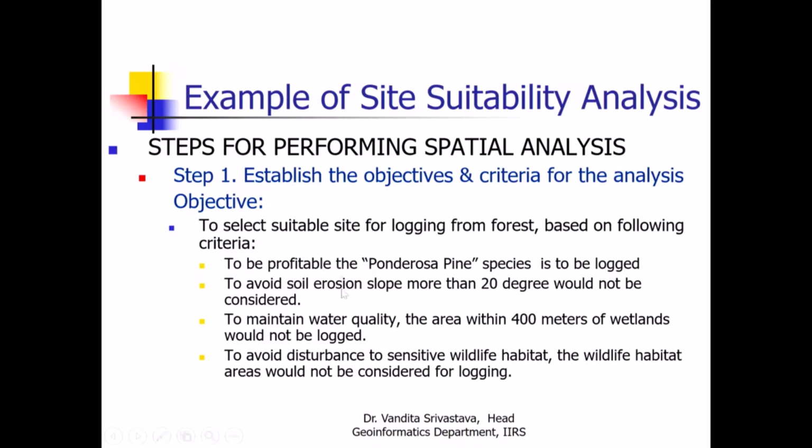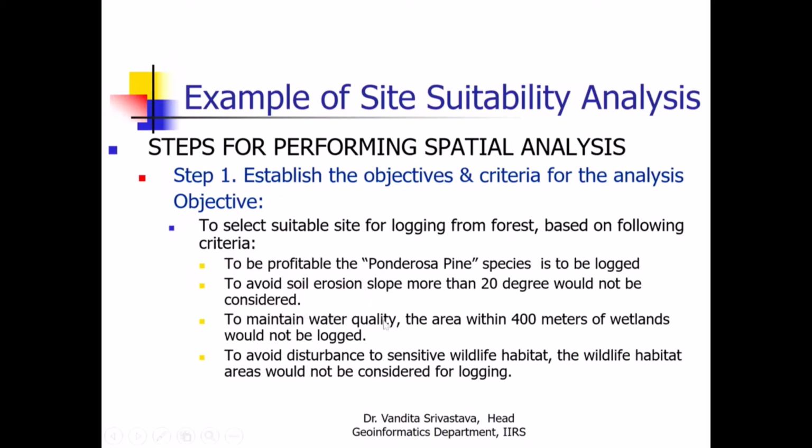For the slope criteria, I require either directly the slope map. If I don't have slope, then I can calculate it myself from a digital elevation model, or I can even have spot heights or contour maps from where I can make the digital elevation model, and then make the slope map. So I require a slope map to process this criteria.